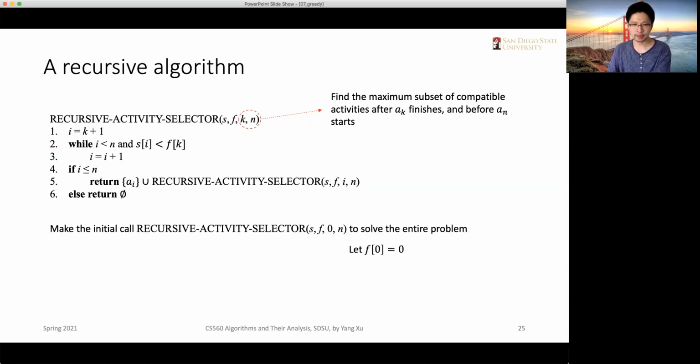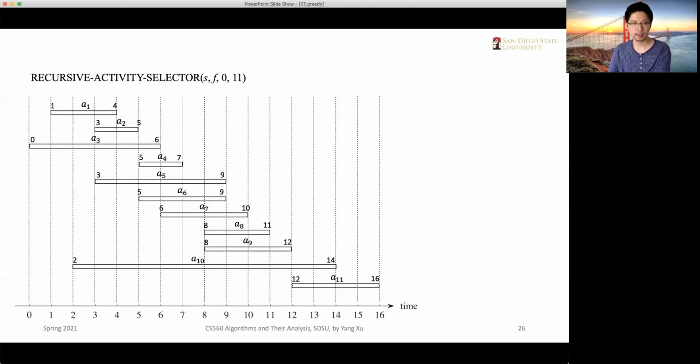Because our initial condition is that in this case, we are solving the entire problem. So we need to let k be 0, and we will let f0 be 0, okay? And 11 would be the boundary condition. So we will call the recursive algorithm between 0 and 11 as an initial call, okay? So look at the body of this recursive algorithm. We will let I start from 1, right? And I will keep increasing until it finds an activity that has later starting time than f of 0.